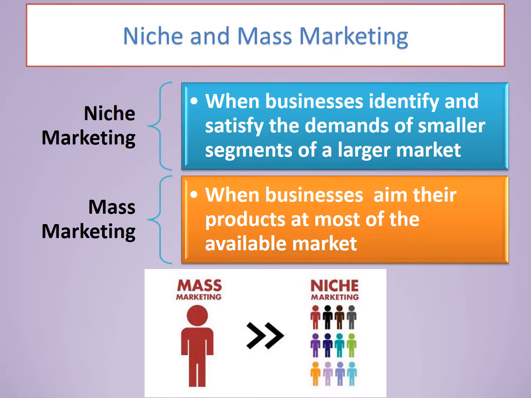So once we've decided what type of market we're going into, we need to have a look and go, right, are we going to go into a niche market or a mass market? A niche market is where a business identifies and satisfies the demands of a smaller segment of a larger market. Whereas mass marketing is where businesses aim their products at most of the available market. If you look at the picture below, the mass market is aiming for that one big overall percentage of the market, the big person. Whereas with the niche market, you can see they are grabbing different bits, different angles in that larger market.